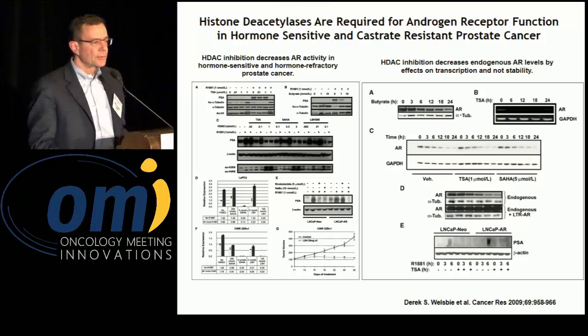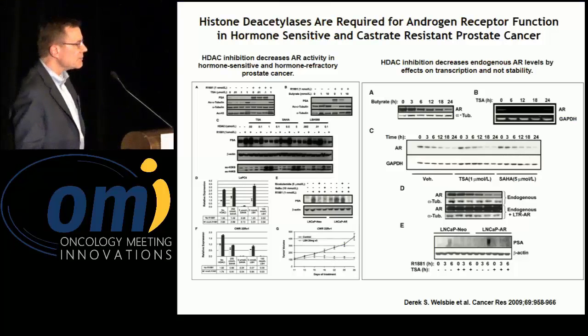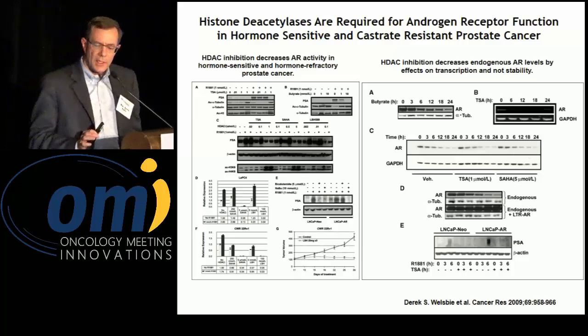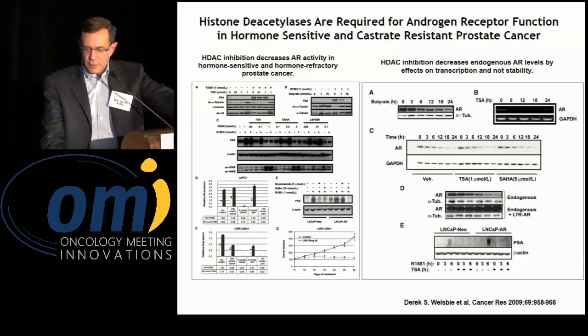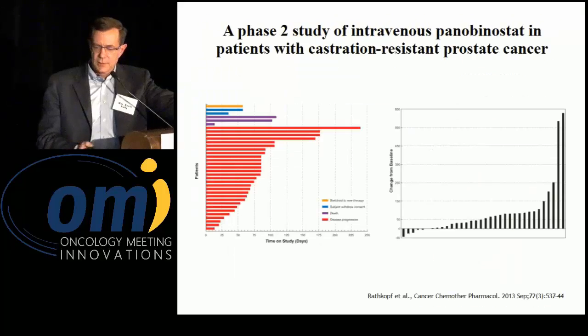But what about solid tumors? That's been a whole different story. We've tried all these HDACs in multiple solid tumors, and the results are dismal. This is some data in prostate cancer, because it was very encouraging. We had all this data showing histone deacetylase inhibition decreases AR activity in hormone sensitive and refractory prostate cancer. HDAC inhibitor decreases endogenous AR levels and affects transcription. So we thought that this would have activity in prostate cancer.